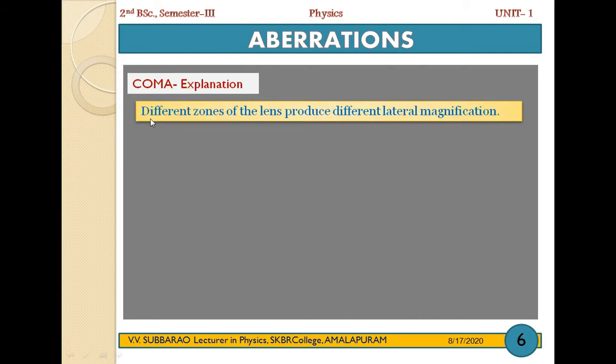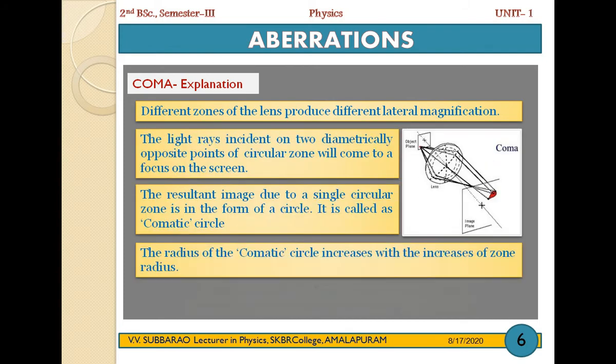The aperture of the lens may be divided up into a large number of circular zones. Different zones of the lens produce different lateral magnifications. Hence, the image formed by each zone looks like a circle, but the size of the circle gradually increases.